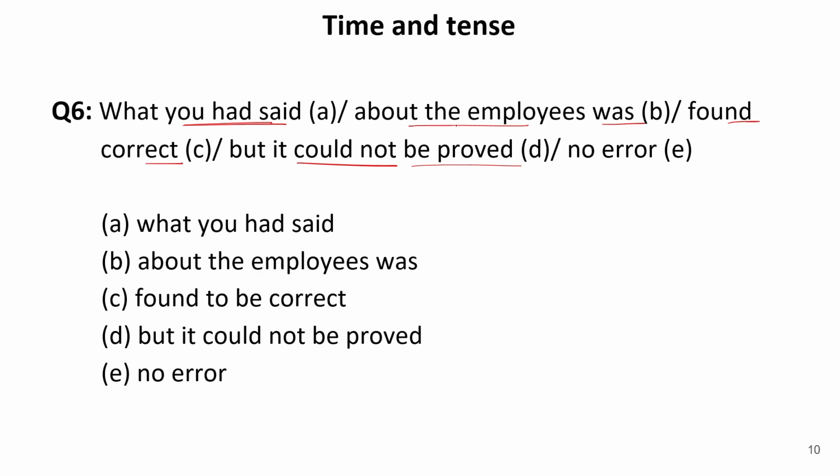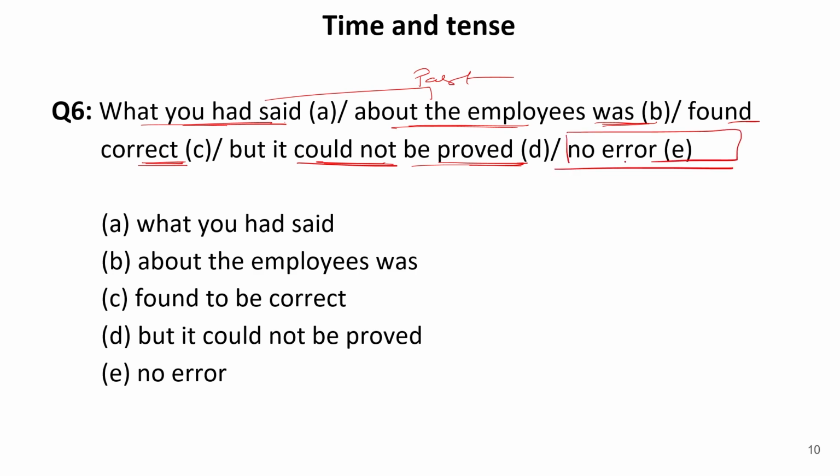What you had said about the employees was found correct, but it could not be proved. Now this is the sentence. Let us see the sentence carefully part-wise. The first part is "what you had said." The second part is "about the employees was." Both these parts show that the sentence is of past tense. "Was found correct, but it could not be proved." So the entire sentence is in past tense. Therefore, this sentence contains no error and our answer will be no error.